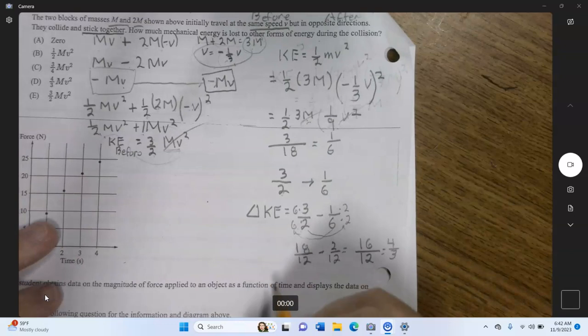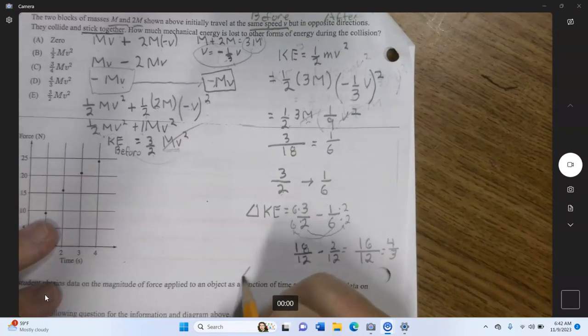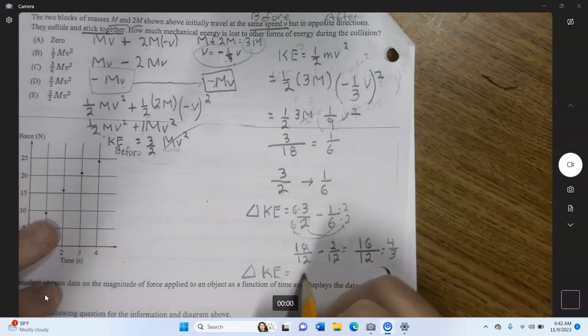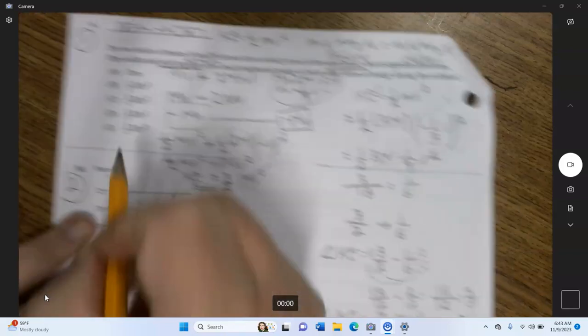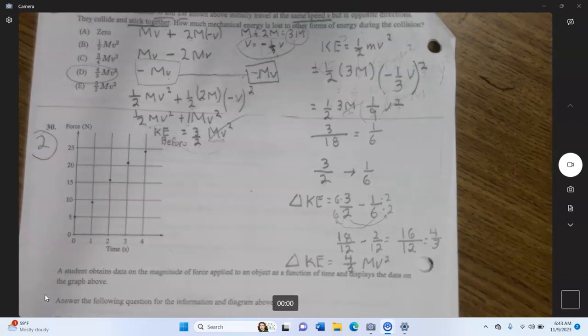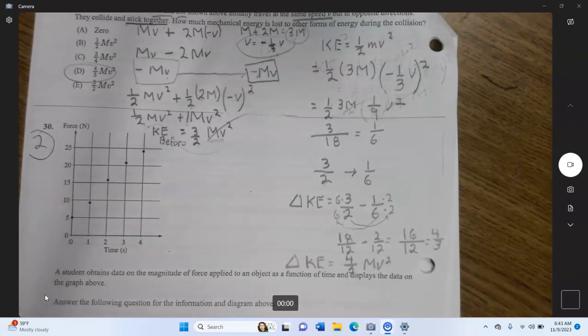Okay, we just kept that off. So the final answer officially is change in KE equals 4 over 3 mv squared. And that's this answer right here. All right, you have to show the work on your homework assignment. That was maybe the most complicated, or one of the most complicated on the assignment.